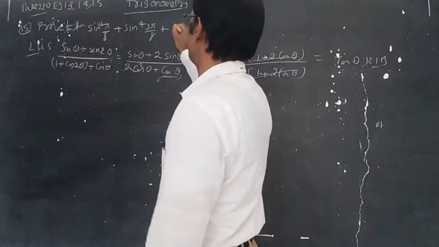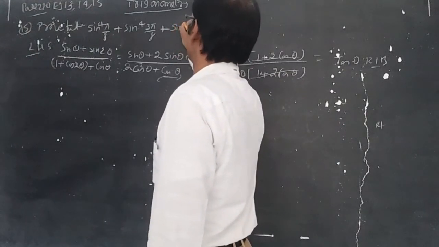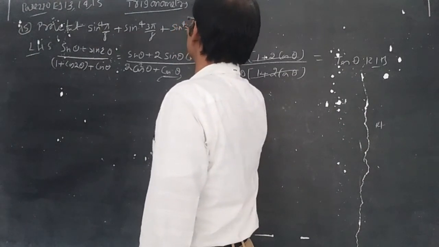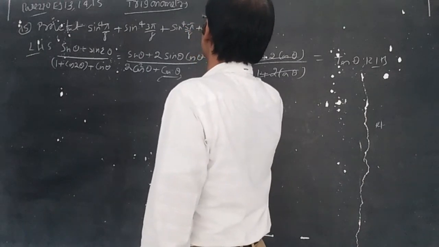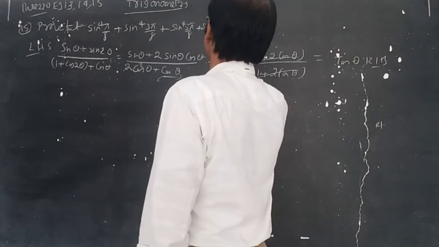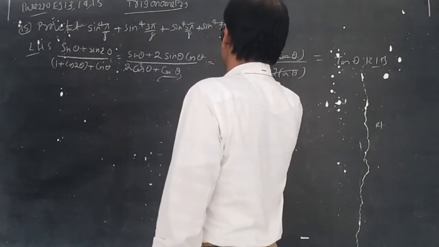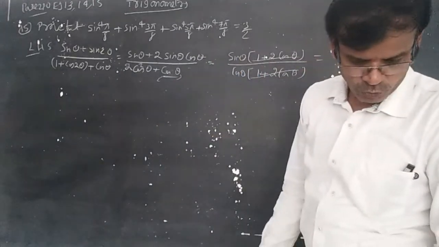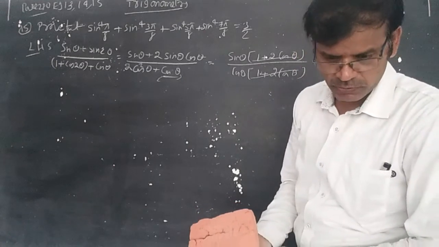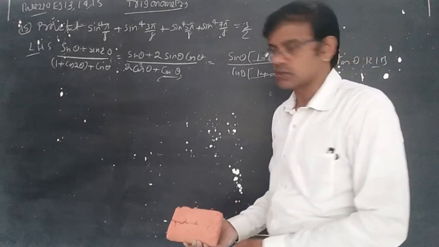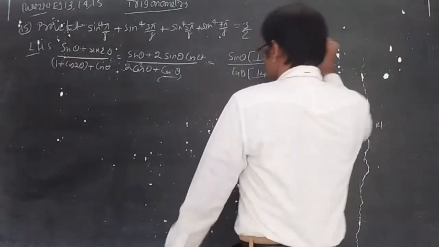Sin power 4 pi by 8 plus sin power 4 3 pi by 8 plus sin power 4 5 pi by 8 plus sin power 4 7 pi by 8 is equal to 3 by 2. Sin power 4 pi by 8 plus sin power 4 3 pi by 8 plus sin power 4 5 pi by 8 plus sin power 4 7 pi by 8 is equal to 3 by 2. We need to prove this.